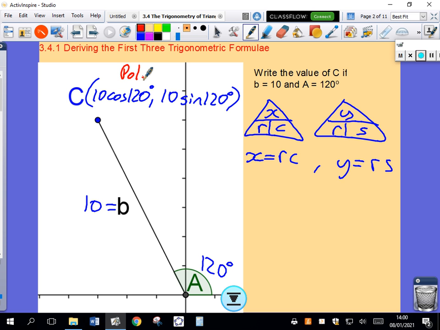We can change that into rectangular form by just working out what 10 cosine of 120 is. You can plug it into your calculator. It's going to be -5. Well, let me go through why that is.